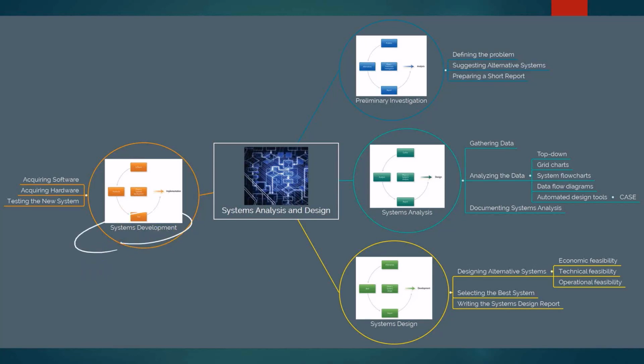The next step is systems development. In this stage, the very first thing that we're going to do after we decided what was the best system is to start acquiring the software that we need. And then, of course, acquiring the hardware that we need, and then testing that new system to be sure that it can work within our organization and with our existing infrastructure, including existing IT infrastructure.